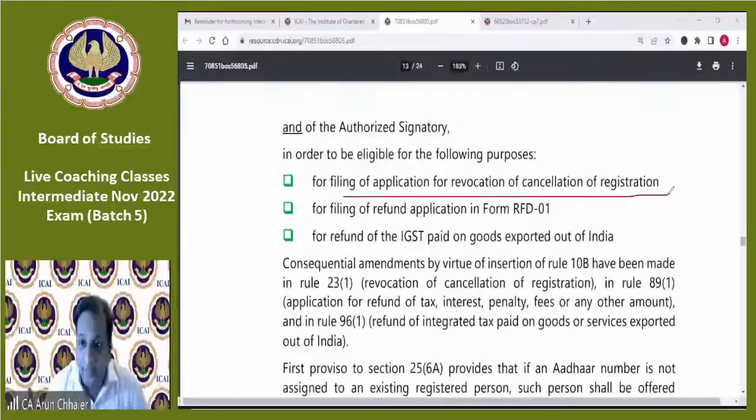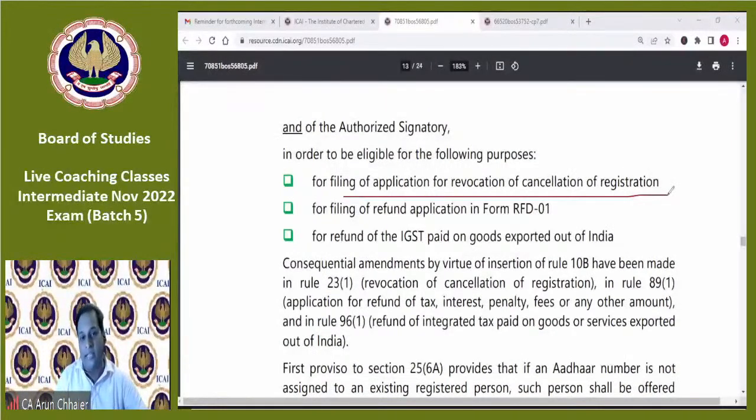Today, we will talk about what the cancellation process is, and how to apply for revocation if the number is being cancelled by the officer. But the point is, in case of the revocation application, only if your Aadhaar is authenticated can you file the revocation application.